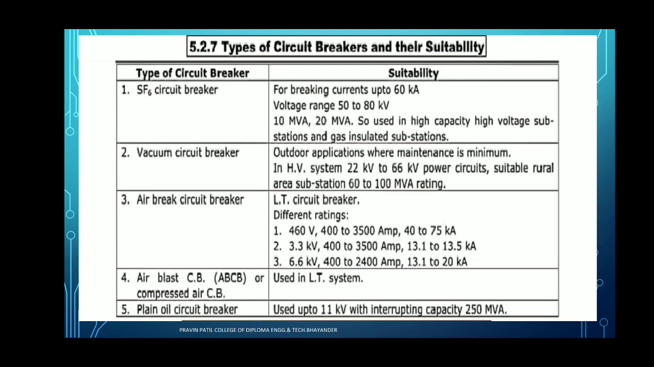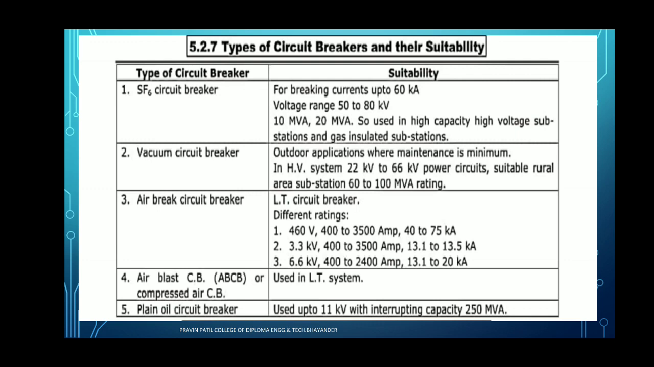The SF6 circuit breaker has rating capacities of 10 MVA and 20 MVA, and at that rated capacity it is suitable. It is used in high capacity, high voltage substations and gas insulated substations. That is the suitability and features of the sulfur hexafluoride gas circuit breaker.